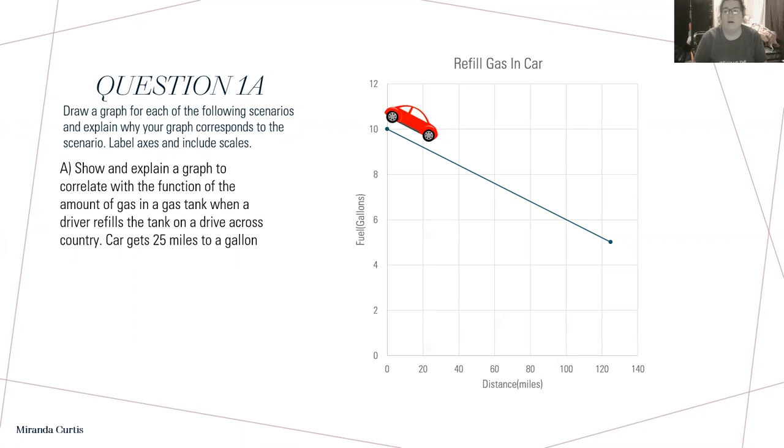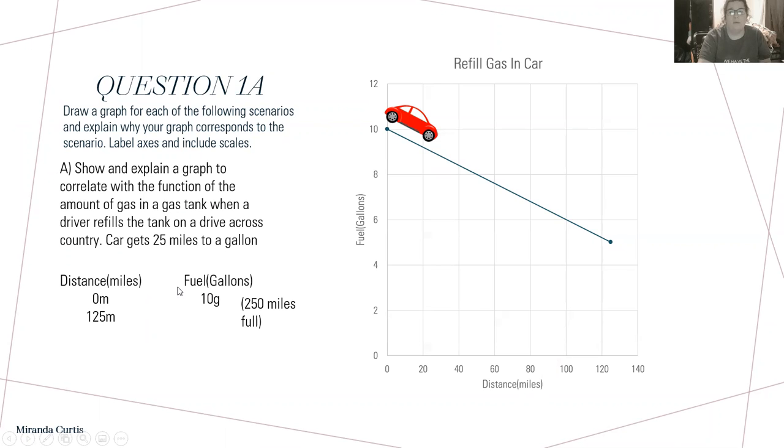My little red car up here on the screen gets 25 miles to a gallon. So we're going to do distance on the left side, and fuel in gallons on the right. When he's sitting at 0 miles, he just filled up his whole tank. He's got 10 gallons. For his car to be full, 10 times 25 gives you 250 miles on full. That is before he has to get gas.